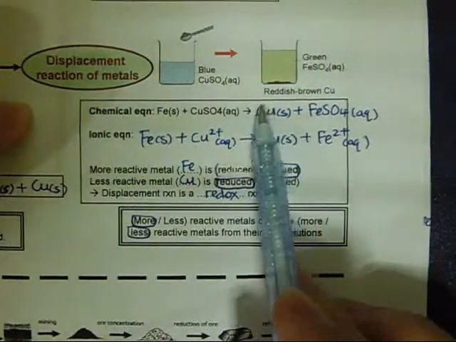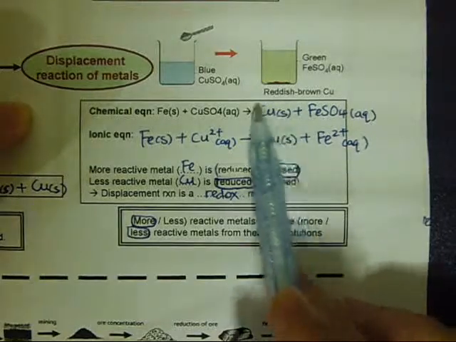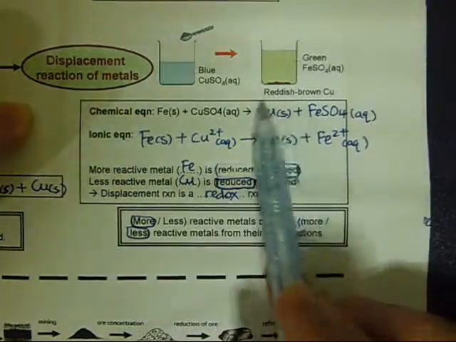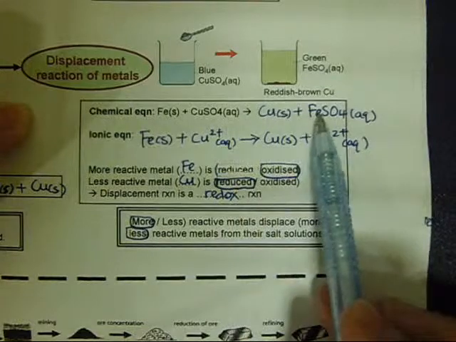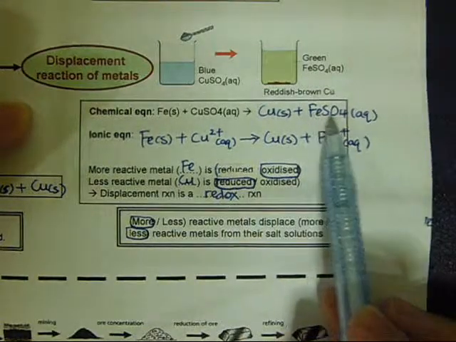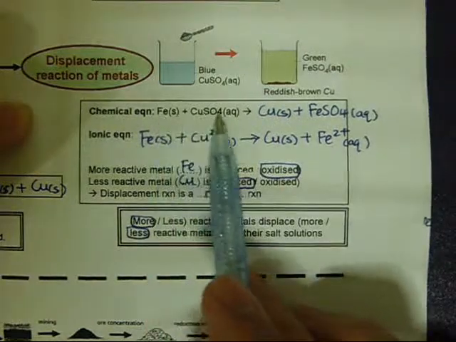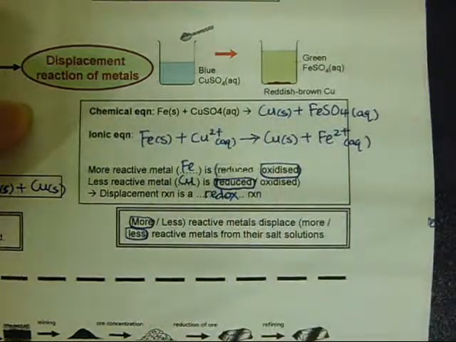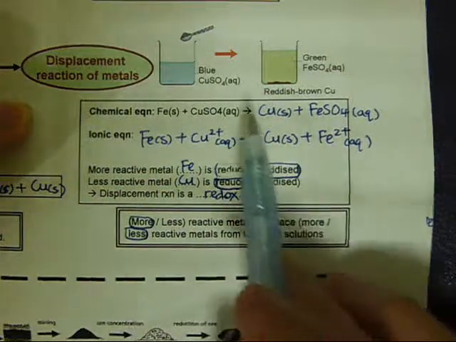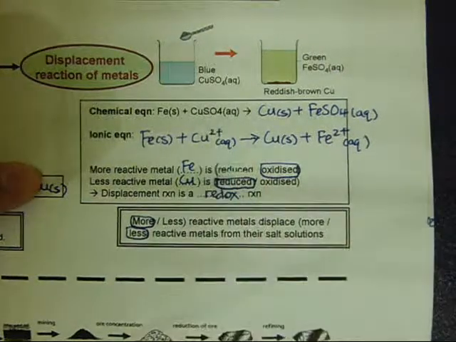So copper will be alone because it is kicked out already. The sulfate will bond with the iron to form iron 2 sulfate. So iron plus copper sulfate, you get copper and iron 2 sulfate. This is copper 2 sulfate.